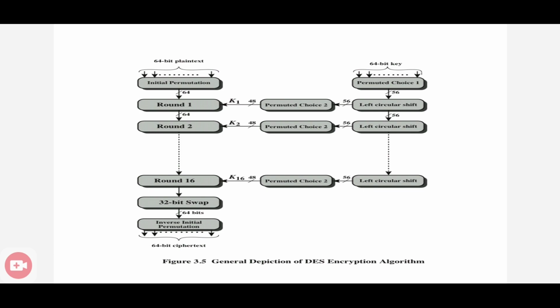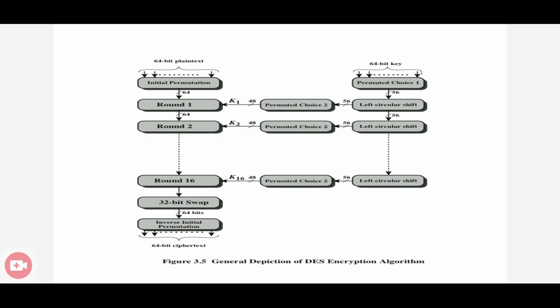keys. Subkeys are there. For each round, each subkey is used. So K1 to K16 represents the subkeys for each round. You can see in the figure, the size of the subkeys is 48-bit. Right. So they are derived from the 56-bit key.